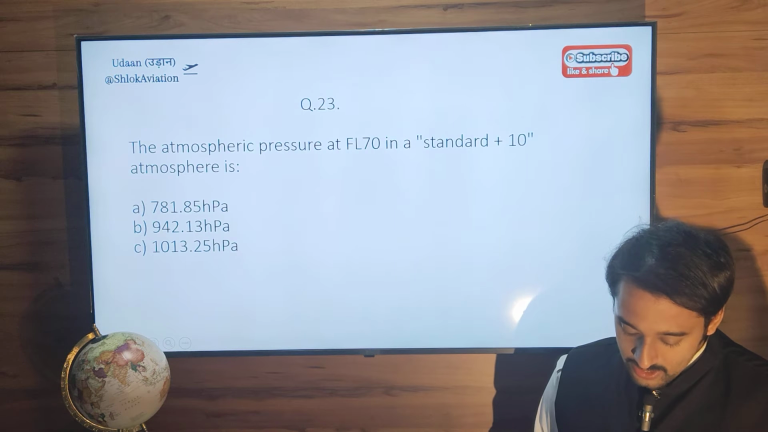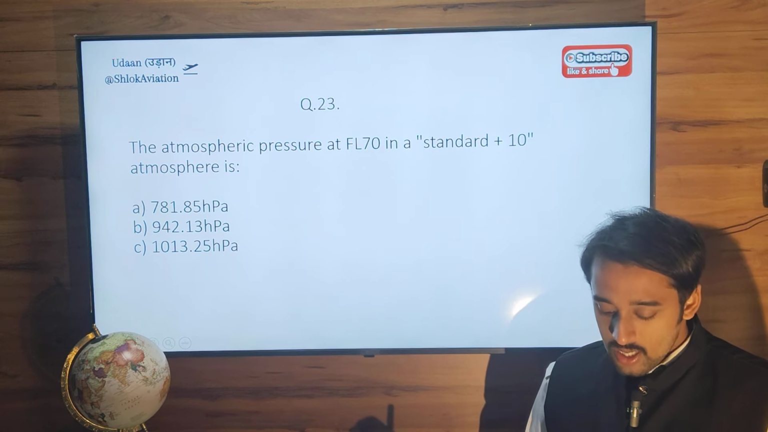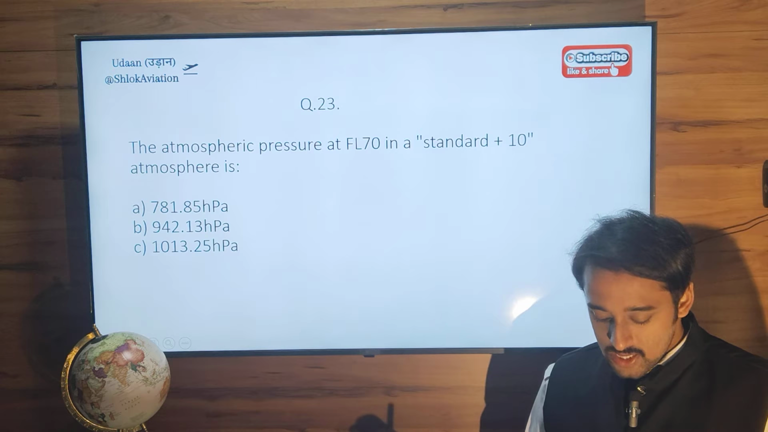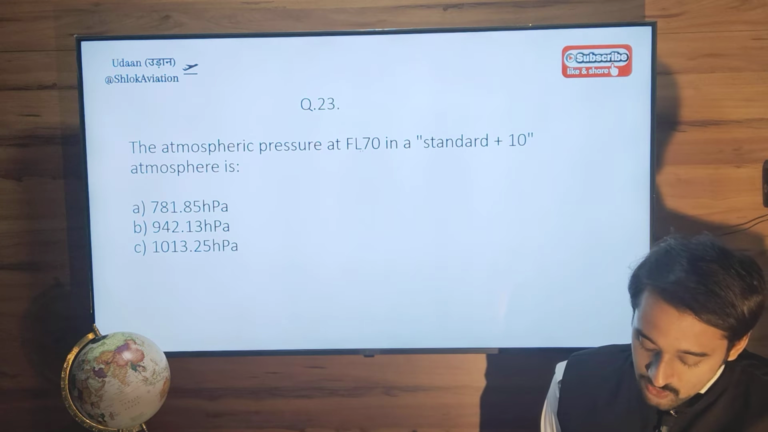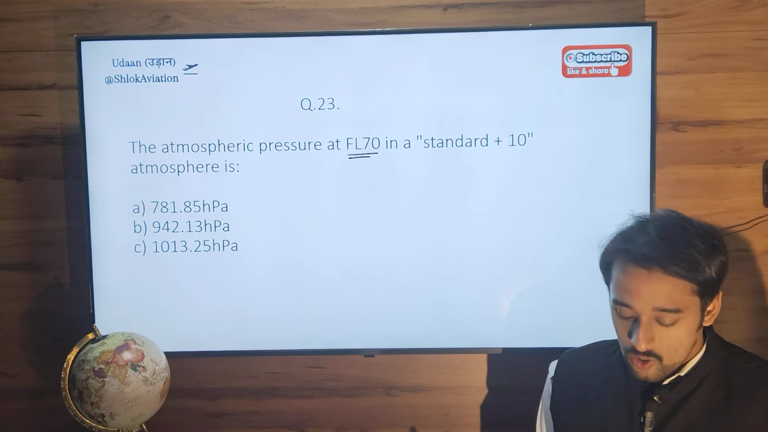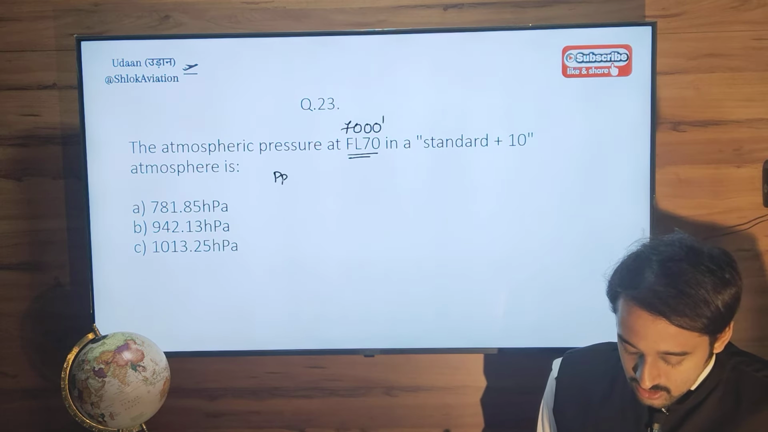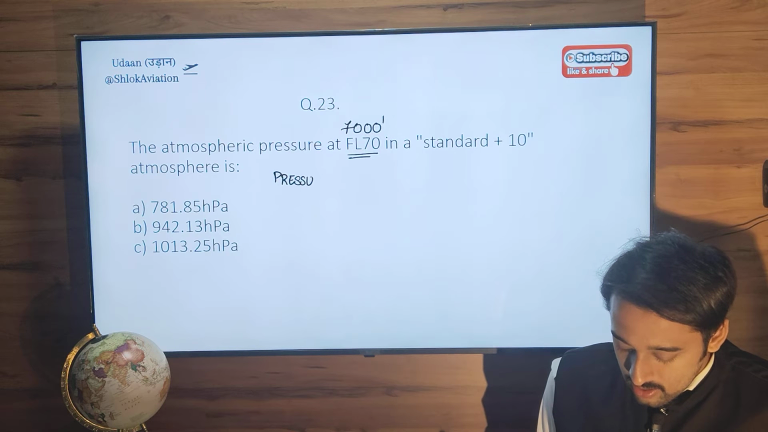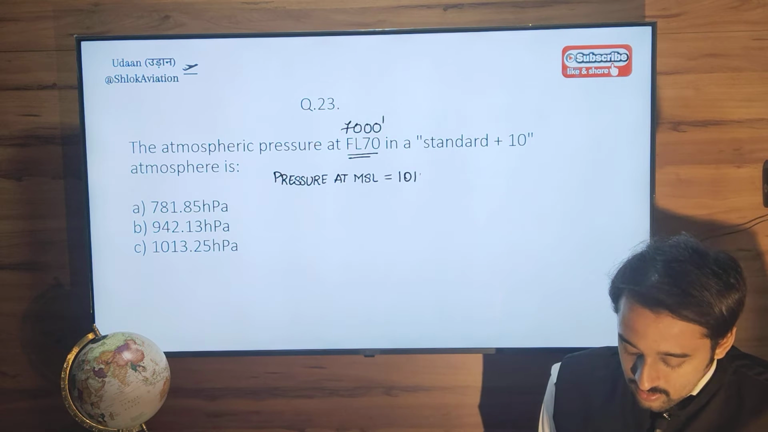Let's go to question 23. The atmospheric pressure at flight level 70 in a standard plus 10 atmosphere is how much? Now we have to find atmospheric pressure at flight level 70, or 7000 feet. Now pressure at mean sea level is 1013.